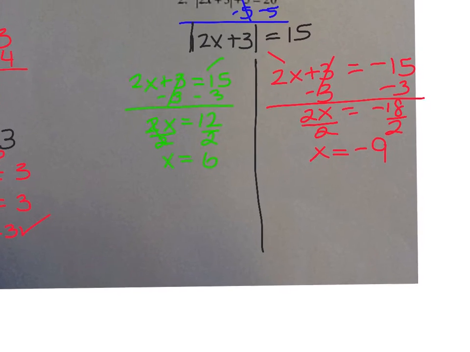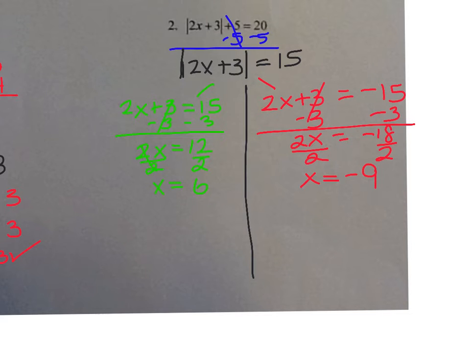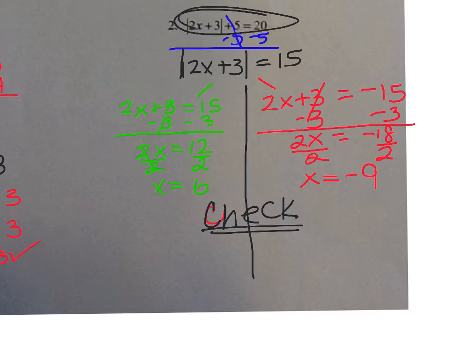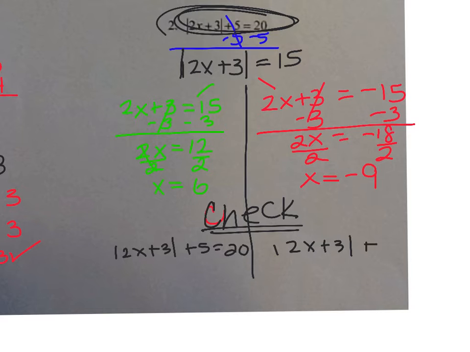All right, so now we do have to check. So write the word check here. Remember, we always check the original. So write that down on both sides. Absolute value of 2x plus 3 plus 5, does that equal 20? Write it down on both sides. 2x plus 3, absolute value, plus 5, does that equal 20?